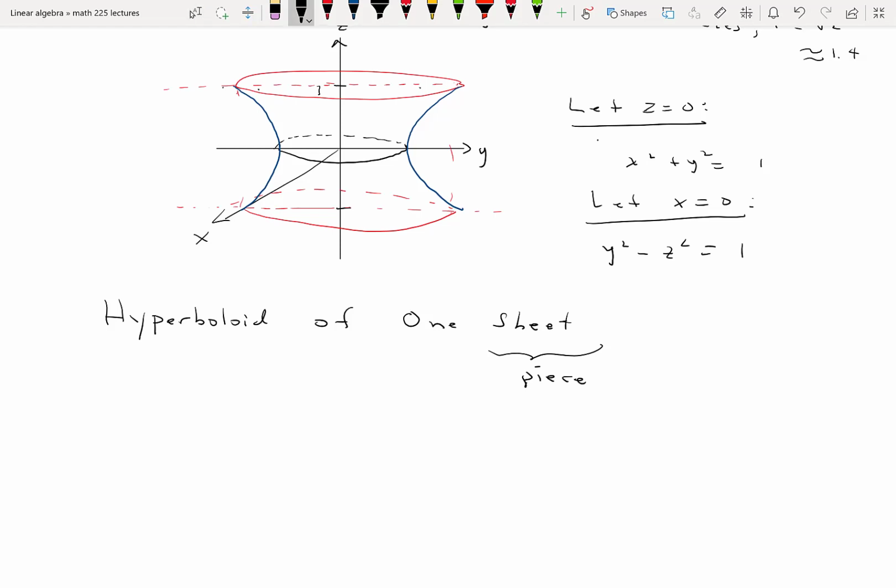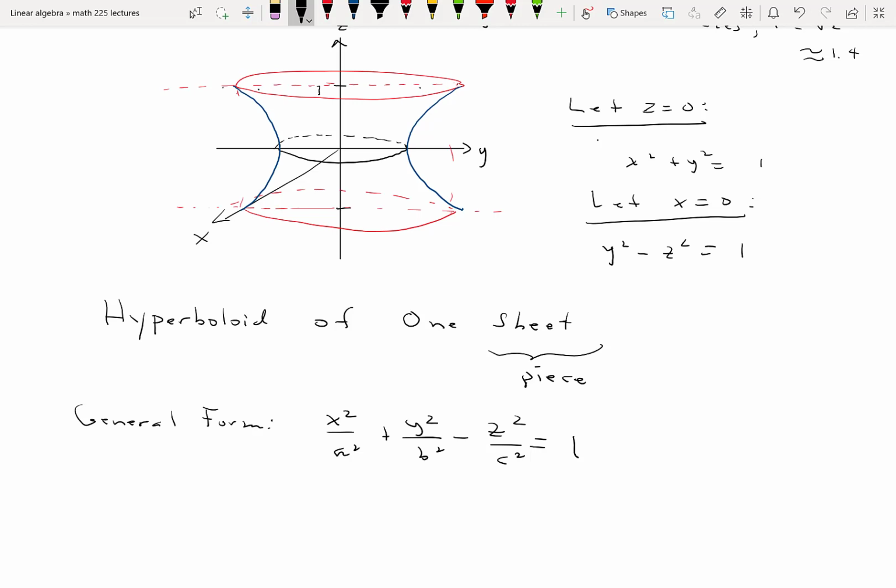Okay, its general form. General form. X squared over a squared plus y squared over b squared minus z squared over c squared equals 1. Okay.